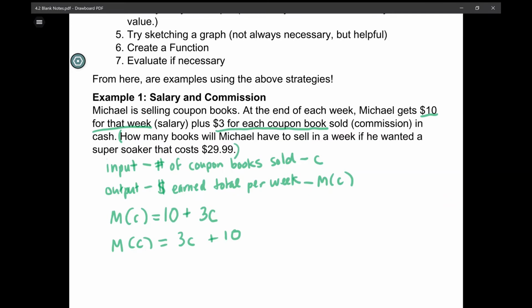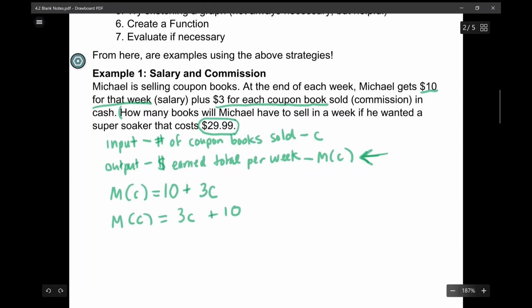How many books will Michael have to sell in a week if he wanted a Super Soaker that cost $29.99? Well, one thing that can help you: you're going to put the $29.99 in somewhere. We just have to decide if we put it in for C or M of C. One way that helps me figure this out is I look at the units. The units are in dollars, so that tells me that I need to put this in for the output, M of C, because that unit is dollars. If I was asking about number of coupon books, I would put that in for C because that's number of coupon books.